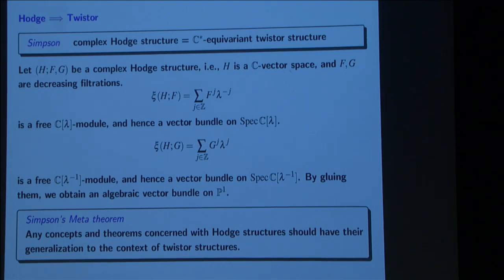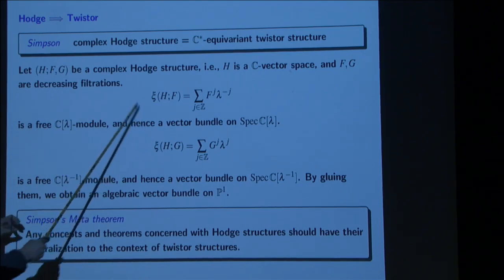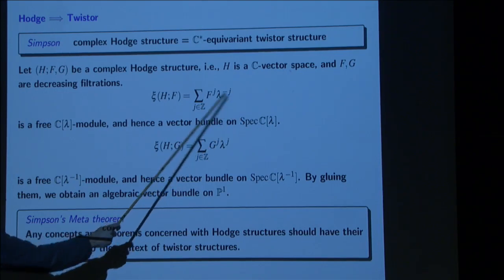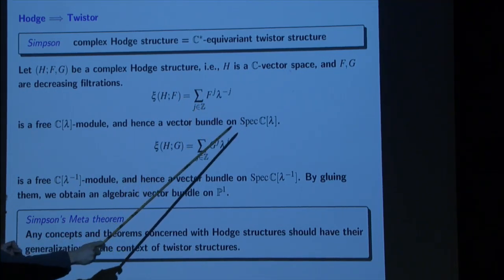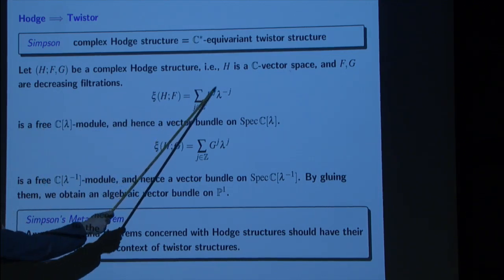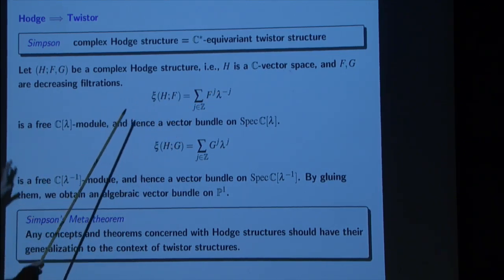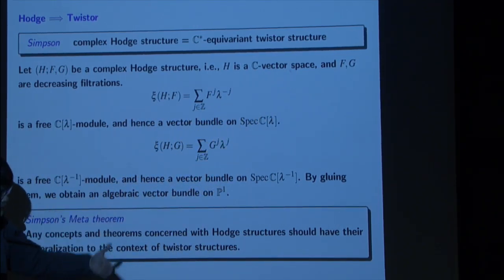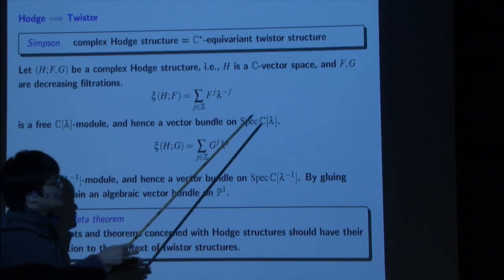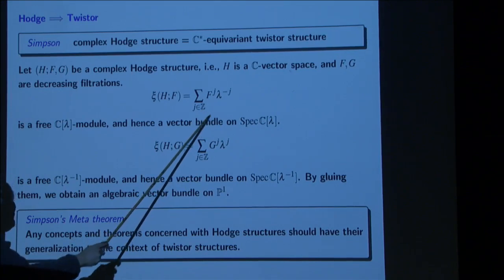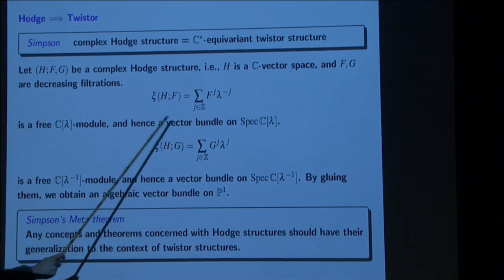Why is this thing a free C lambda module? This is torsion free because this is contained in C lambda H C lambda inverse, and the point is this is finite dimensional, because F is decreasing. Sorry, I have to assume F is complete. I mean, if j is very large, then Fj should be 0, and if we impose such a condition, then this is finitely generated.